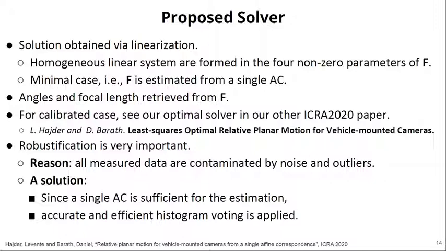We consider only the minimal case when 3 equations should be given. This is possible if only a single affine correspondence is given. Robustification is also an important issue, as the affine matchers often fail, therefore the input data for our method are contaminated with outliers. Note that the calibrated case is also very important when the focal length is known as well. We propose an optimal algorithm even for the overdetermined case. For details, see our other paper in this conference.